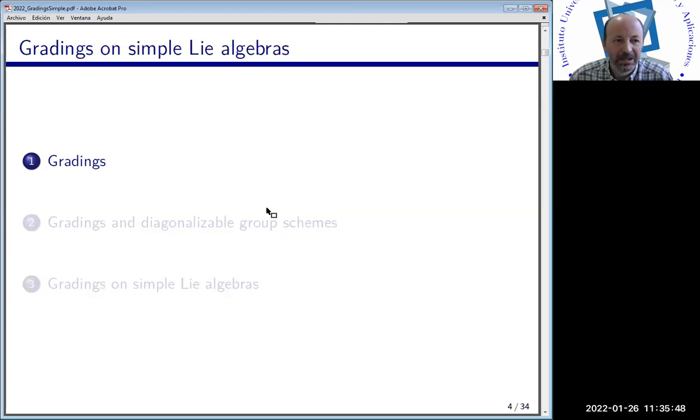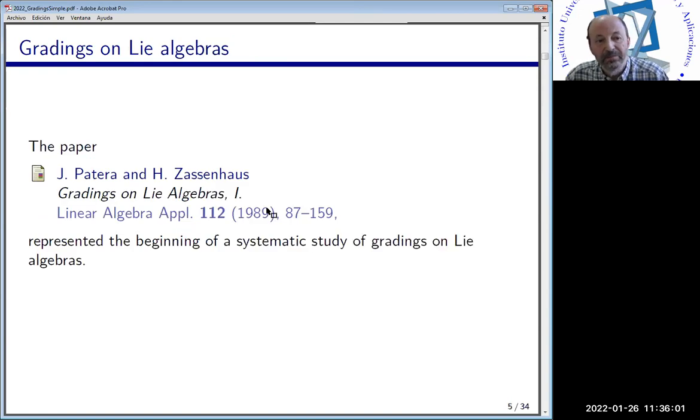And about gradings, as I was telling you, gradings have been important from the very beginning in the study of Lie algebras. But a systematic study began with the paper Gradings on Lie algebras by Patera and Zassenhaus. Most of the definitions that we use appear in this paper. The idea of Patera and Zassenhaus was to classify the so-called fine gradings on the simple Lie algebras over the complex numbers, finite dimensional simple Lie algebras over the complex numbers.